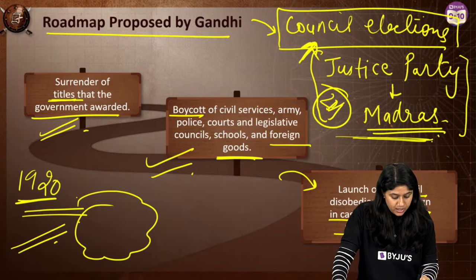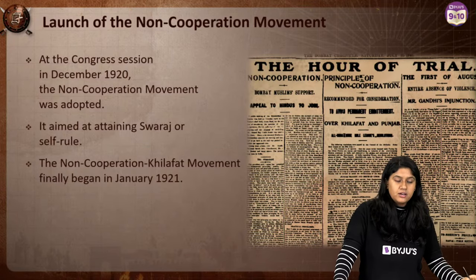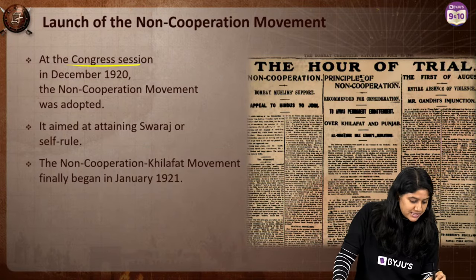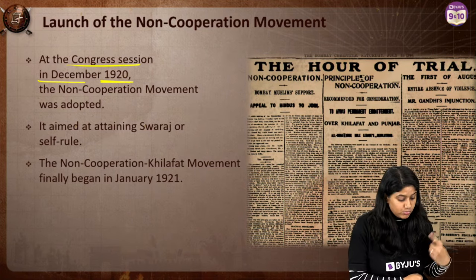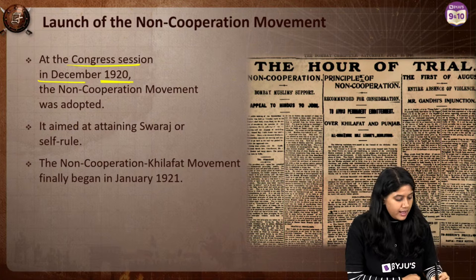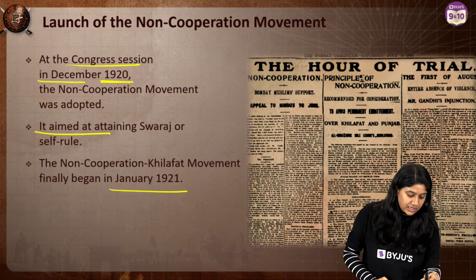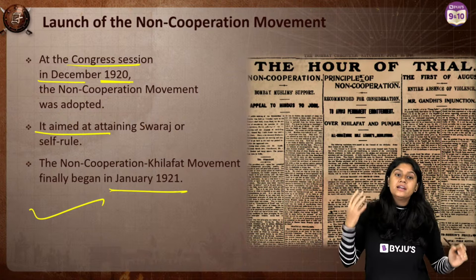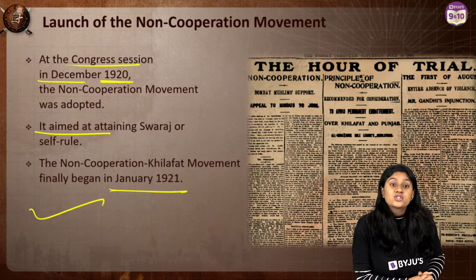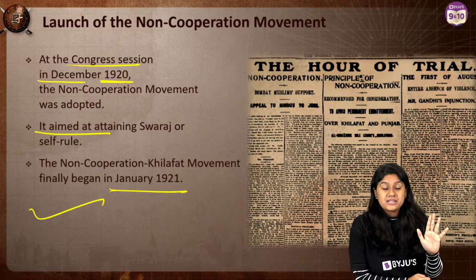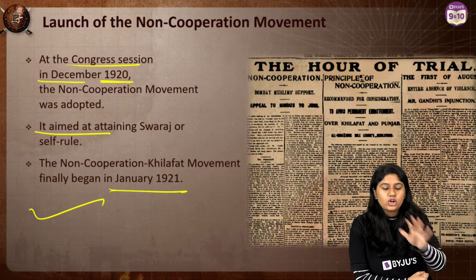Okay. Now we'll see further the launch of the sessions. Of course, what happened? In the Congress session of December 1920 in Nagpur, the non-cooperation movement was adopted. And its aim was to have Swaraj, self-rule. And in January 1921, officially, it got started. Everyone, are we clear? Congress didn't participate. We will see that Congress will be participating in the election later, not now.